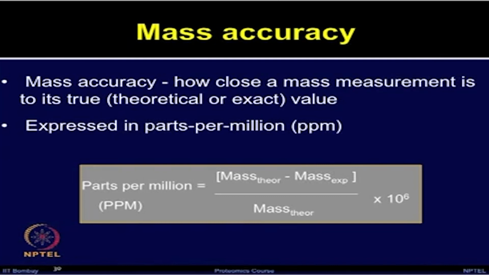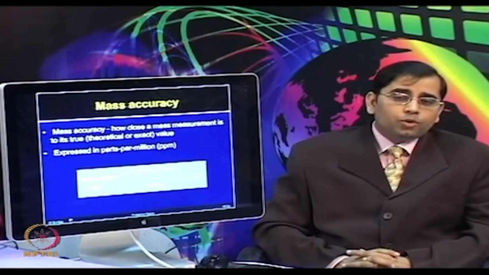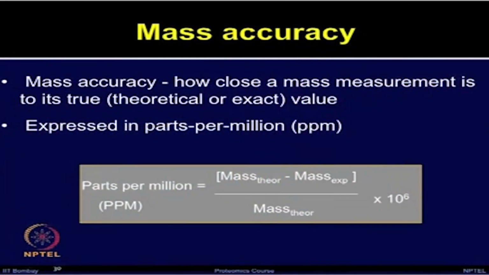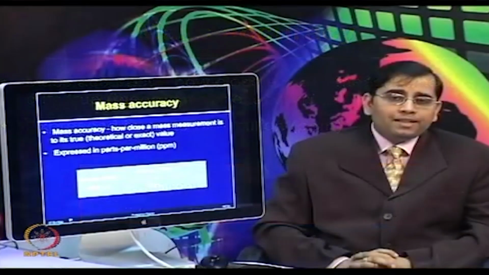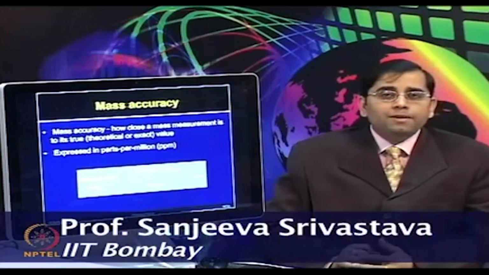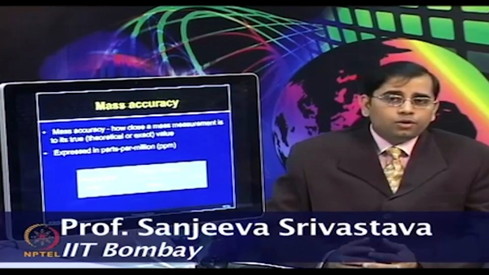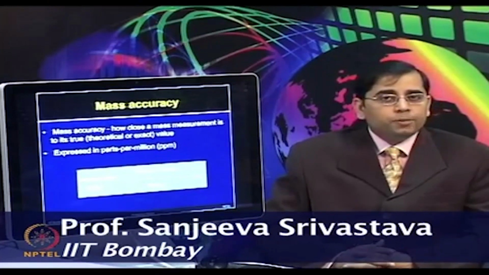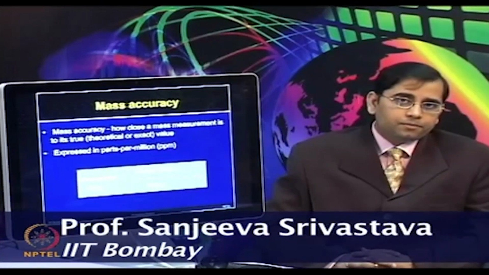Absolute value is mass dependent. The equation for the parts per million, the mass accuracy, is shown here, which is theoretical mass minus experimental mass divided by the theoretical mass times 10 to the power 6. So, mass accuracy affects the number of peptides in a database with similar masses, and so the lower the measured ppm values, the fewer the possible matches in the database.